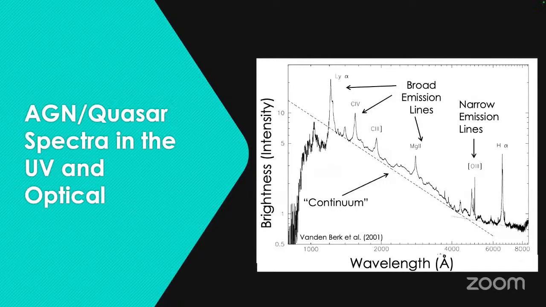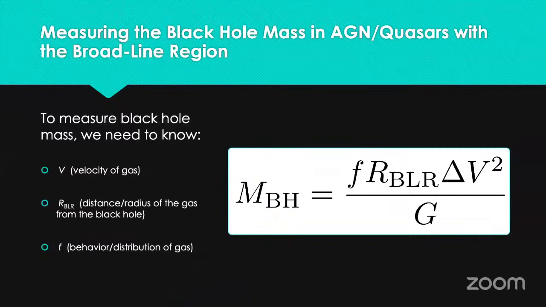So today, we're going to be focused pretty much on the broad lines in AGN, because those are what we use to measure black hole masses for the most part. If we assume that the motion of the gas in that broad line region is governed by the black hole, we can measure the mass of the supermassive black hole using just a few observable quantities.